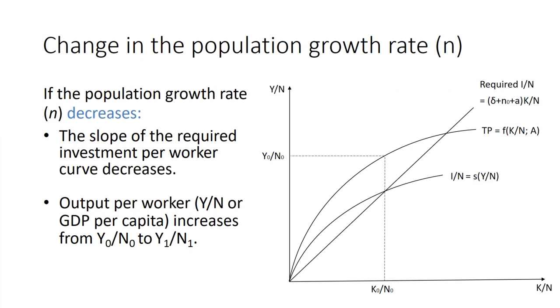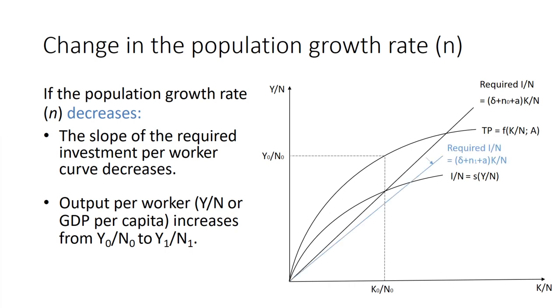Again, we're starting with an economy in equilibrium. You can see our graph already has our actual investment per person, our required investment per person, our total production function, as well as the equilibrium points of income per person and capital per person. Then we assume there's a reduction in the population growth rate.